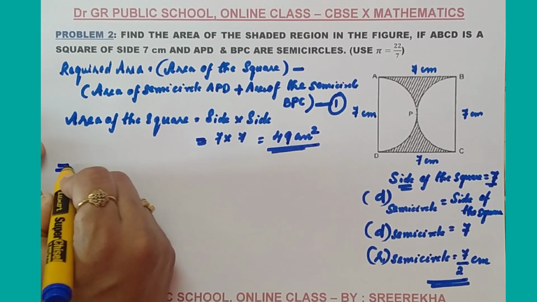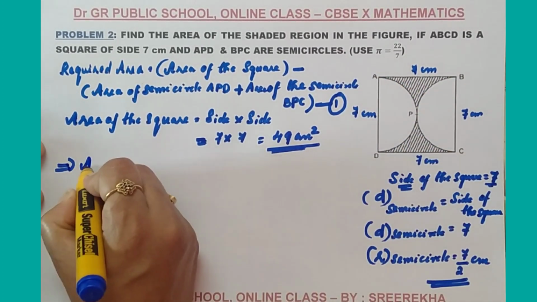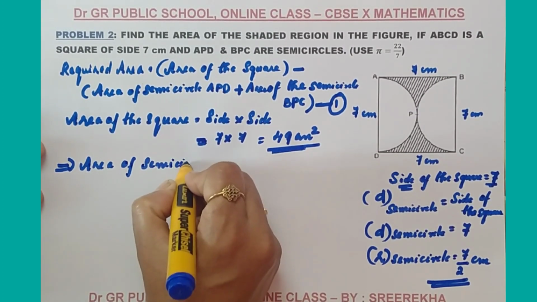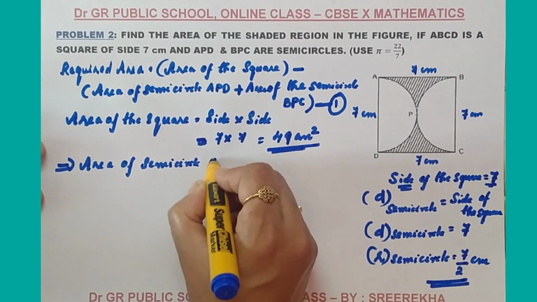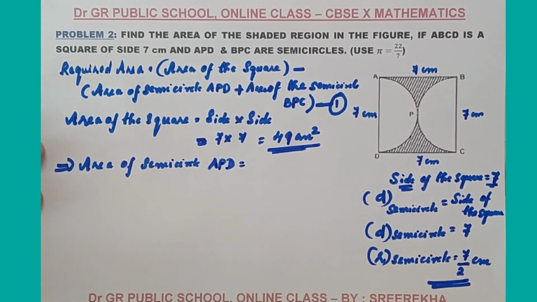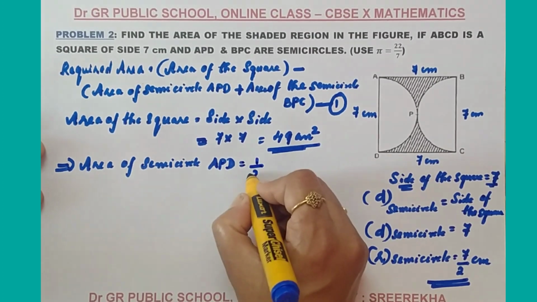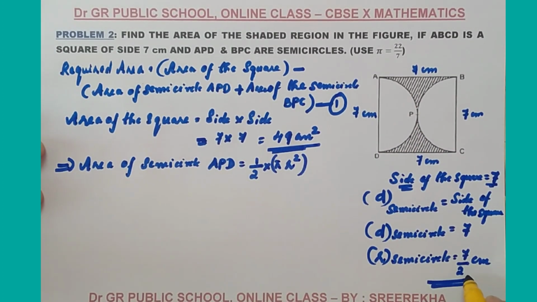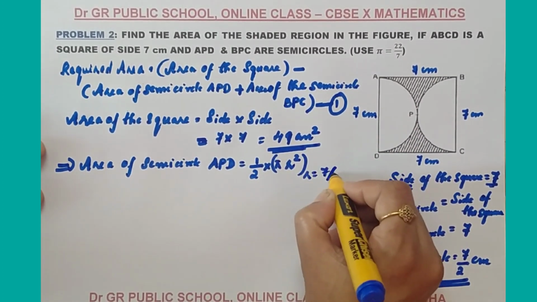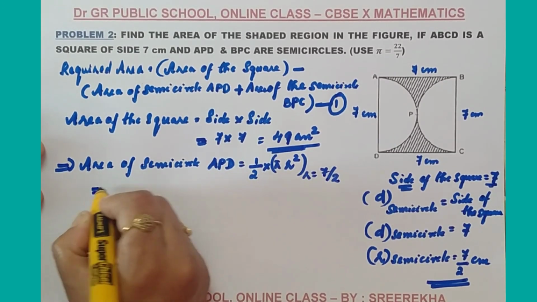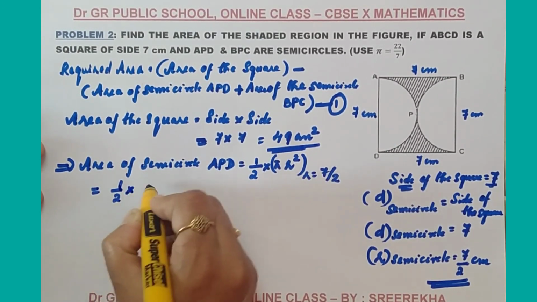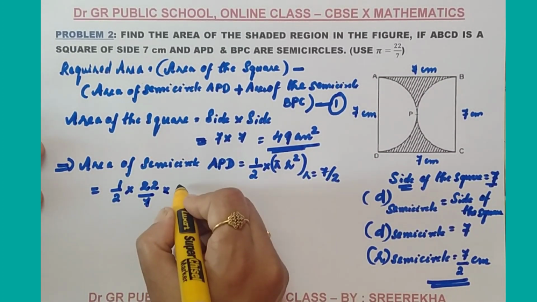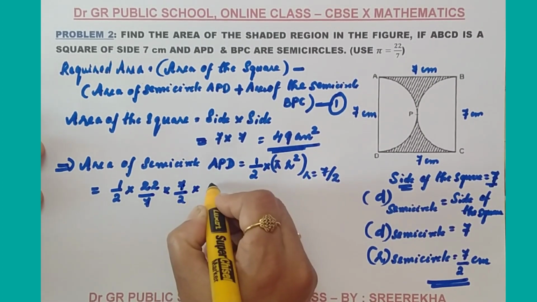Now, I am going to find the area of the two semicircles. Area of the first semicircle APD equals. What is the formula to find the area of a semicircle? Half pi r square. What is the radius r in the question? The radius r equals 7 by 2. Okay, I am going to substitute the values: half into the value of pi, 22 by 7, into the radius, 7 by 2 into 7 by 2.